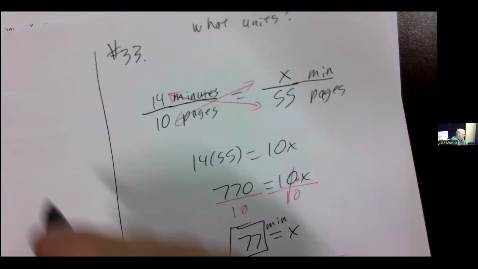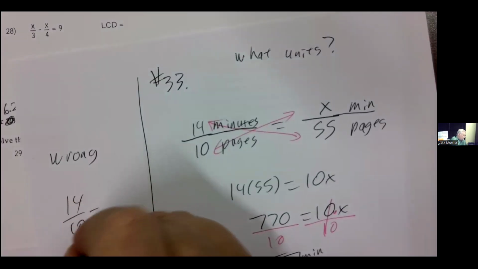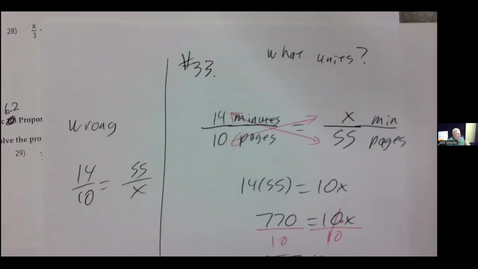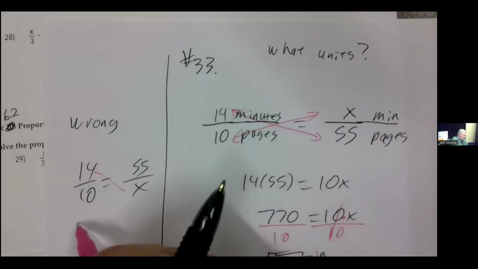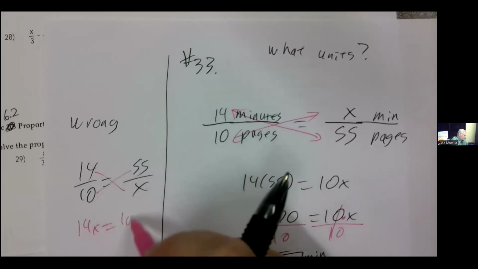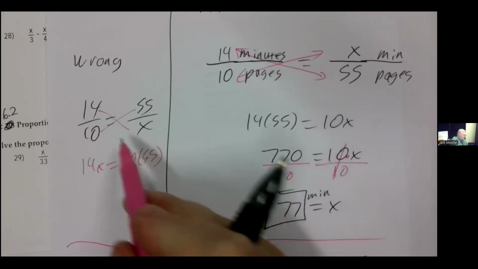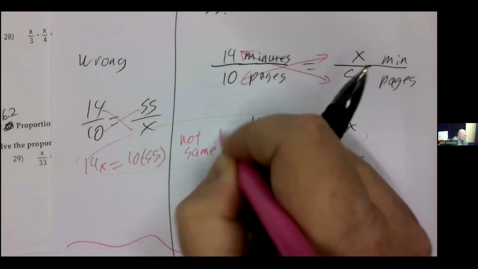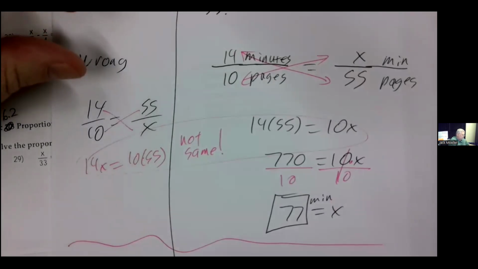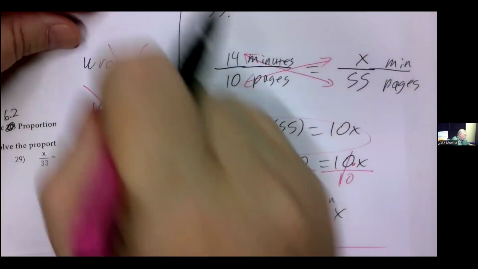But what if we do it this way? What if we just do 14 over 10 equals 55 over x? Is that going to work? Well, again, look at the cross product. We have 14 times x equals 10 times 55. That is definitely not the same. Since we have a different cross product, we're going to get a different answer. That's why this is wrong.